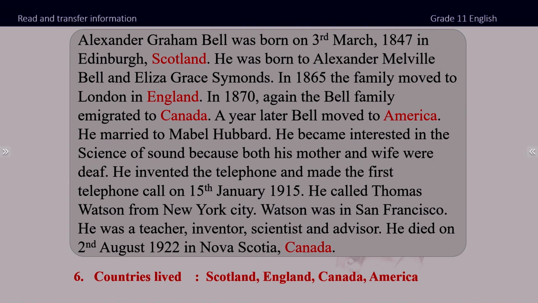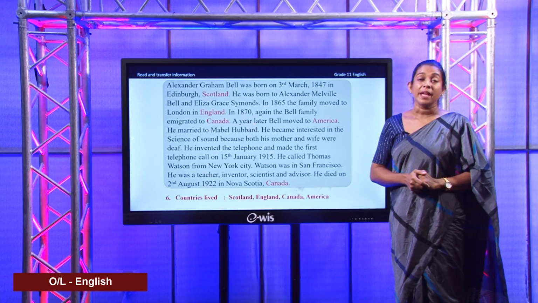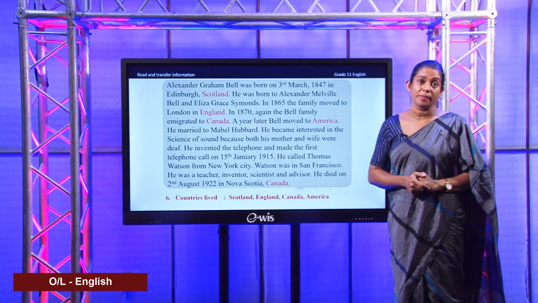Then the whole family moved to London, England, that is the second country. Then the Bell family emigrated to Canada, the third country. A year later, Bell moved to America, the fourth country. Now, as you can see, children, he has lived in 4 countries in his life.